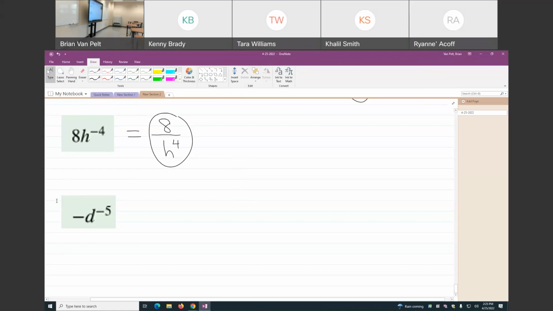So -1. That's right, -1/d to the 5th power. That's correct. Exactly right. And probably the easiest way to see this is if you rewrite this as -1 times d to the -5. If that helps you, then you can immediately go to -1/d to the 5th. And notice that they have a negative in the answer, but that negative is okay because it's not an exponent.